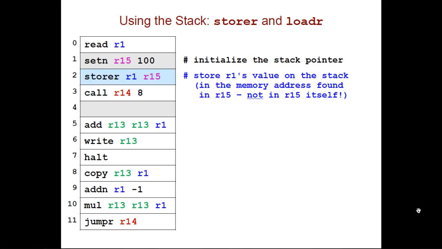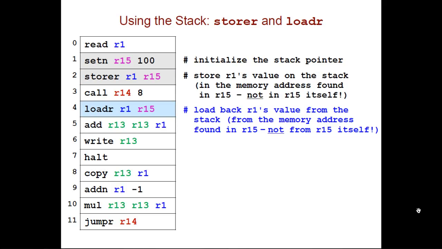Then, after getting back from the function call, we're going to load back the original value of R1 from the stack. To do so, you use an instruction called loadr. It also takes two arguments, the register that you want to load the value back into and the stack pointer. And here again, we're not loading from R15, we're loading from the memory address found in R15, which is the memory address of the stack. And so here we're going to be taking the value in memory address 100 and putting it back into R1.